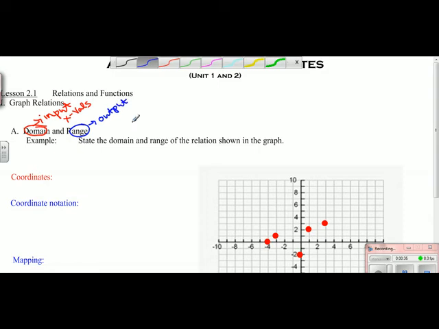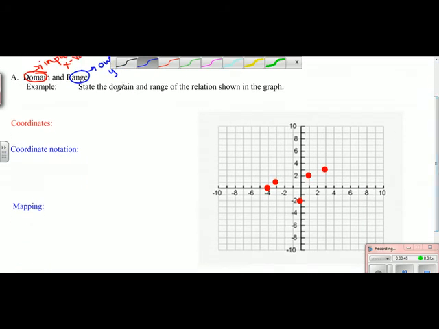And if you can guess, this is going to be our y values on a graph or the dependent variable in a situation. So we're going to be talking about the domain and range of pictures, of sets of coordinates, of lines, of curves, of all sorts of things. So we're going to be talking about what can go into them and what will come out of them.